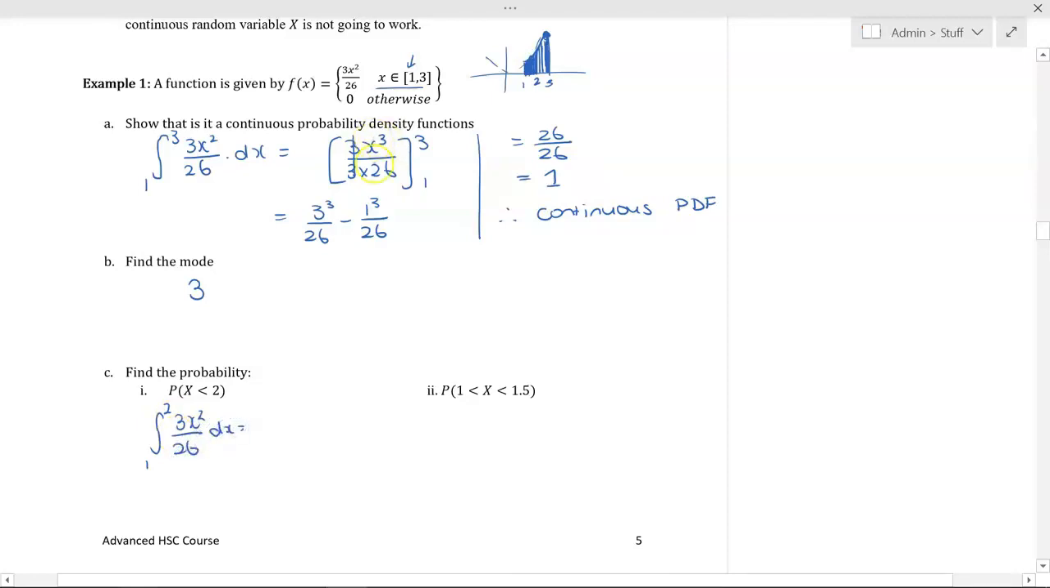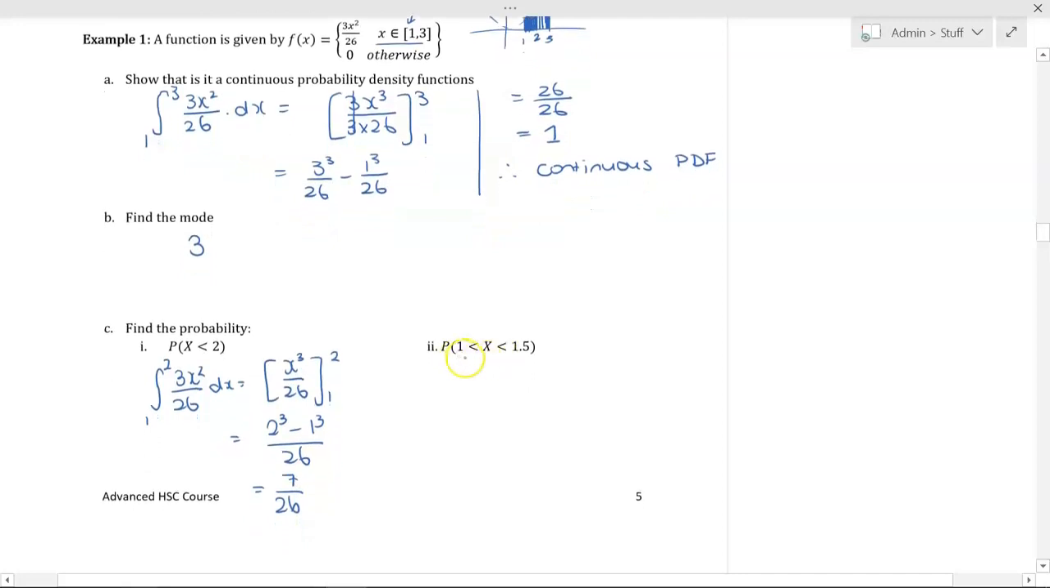Well, I've already integrated. That was x cubed on 26. So I'll need to do from 2 to 1: 2 cubed minus 1 cubed on 26, being a bit lazy there. What's that? 2, 4, 8, 7 on 26 as my probability, and we'll just leave it as decimals.